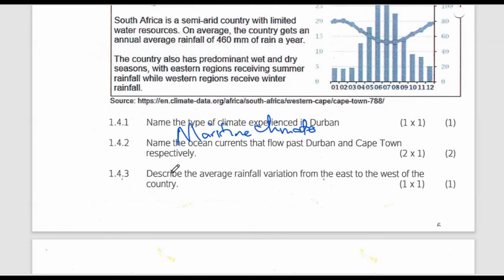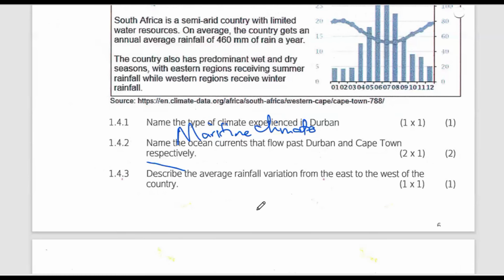Then, name the ocean currents that flow past Durban and Cape Town respectively. Right. This question here, if it says respectively, if you do not want to label your places like Durban and Cape Town, make sure you present your responses in the right order of the question. You start with the Durban response, then you answer the Cape Town response. Because if you interchange the two, the question is saying respectively, meaning to say in that order. So if you don't label your towns or your cities, it automatically means the first response is for Durban and the second response is for Cape Town. So if you interchange the two, you get the answers wrong. So you must be very careful with that.